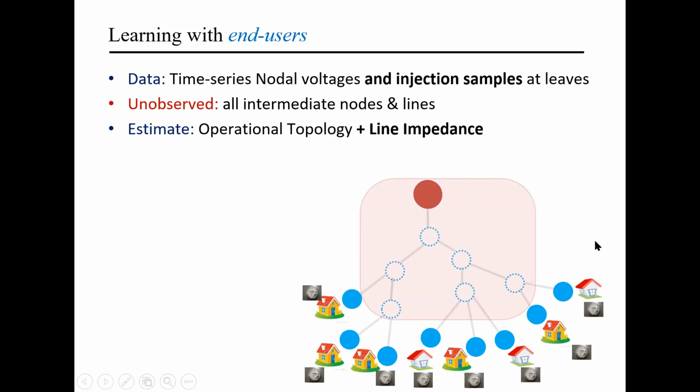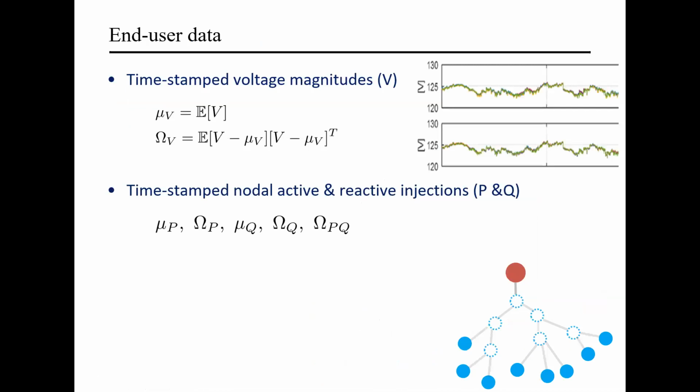And more importantly, not only do you want to understand or estimate the topology or the structure of the system, you also want to estimate the impedances of lines. So you want to understand also the parameters of the connections that are operational in the system currently. Okay. So as before, you have voltage data, so you can compute first and second order statistics of voltages. You also have timestamped active and reactive injection data at the terminal nodes in the system, so you can compute sigma and mu for the injections.